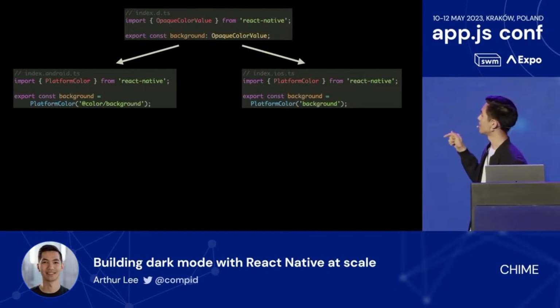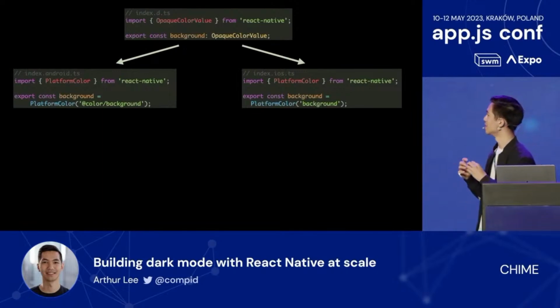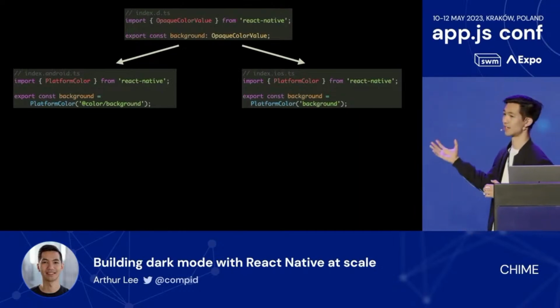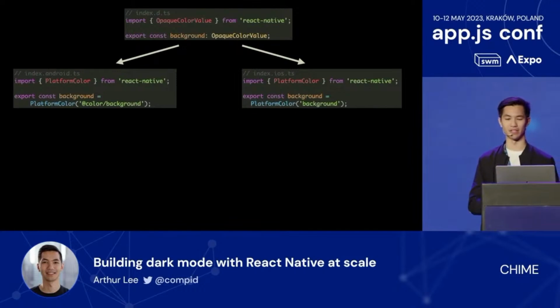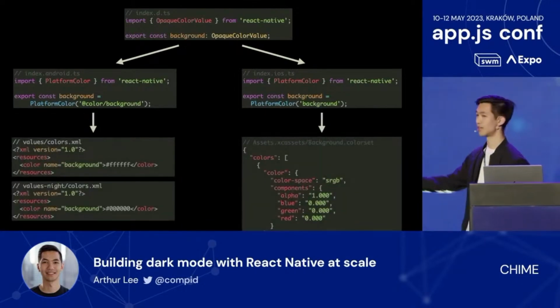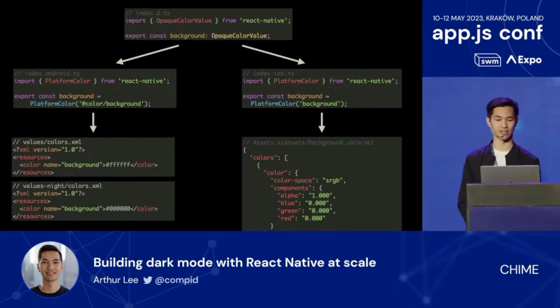And each of these color values are actually objects that are references to specific colors. They're never resolved in the JavaScript layer. So JavaScript has no idea what these colors are. It's only resolved in the native layer. And of course, we have the native colors that get generated too, like XML on the Android side and Xcode assets on the iOS side.